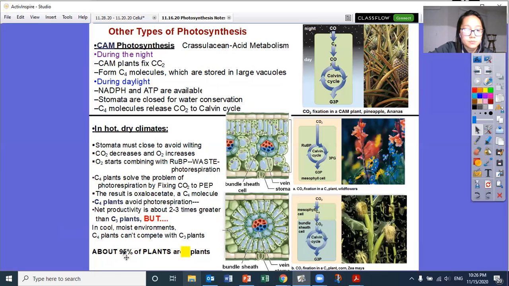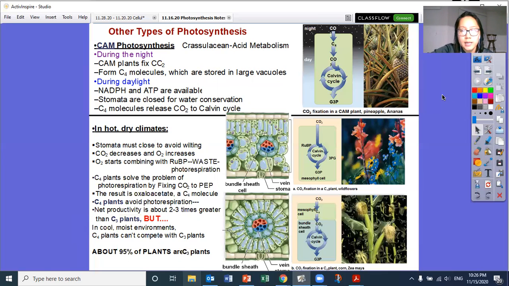So about 95% of plants are C3 plants. So the regular plants that we see on a daily basis are all C3 plants. But when you go and you look at cacti, or you look at succulents, or you look at plants in tropical rainforests, they're adapted differently because their environments are hotter and they're either hot and moist or hot and dry.